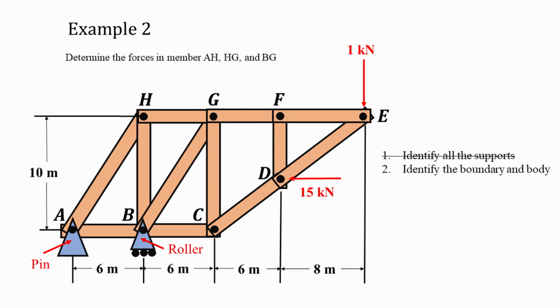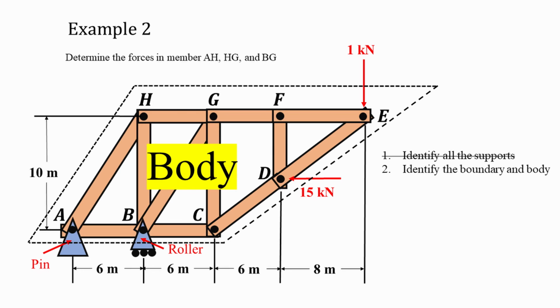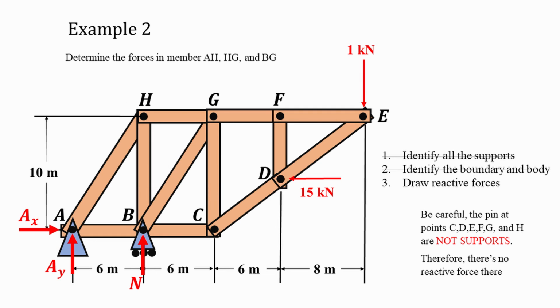Step 2. Identify the boundaries and body. Since I know I need to draw the main free body diagram first, the boundary will be indicated as shown, and the body is the entire truss members. Step 3. Draw reactive forces. Based on the supports identified, there are 2 reactive forces at pin A, and a normal force at roller B.